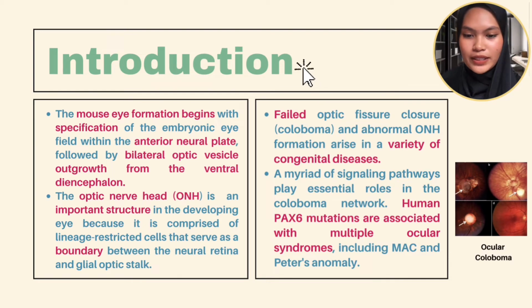The mouse eye formation begins with specification of the embryonic eye field within the anterior neural plate, which is then followed by bilateral optic vesicle outgrowth from the ventral diencephalon. Next, the optic nerve head, or ONH, is an important structure in the developing eye because it is comprised of lineage-restricted cells that serve as a boundary between the neuroretina and glia optic stalk. Failed optic fissure closure, or coloboma, and abnormal ONH formation arise in a variety of congenital diseases. A myriad of signaling pathways play essential roles in the coloboma network. Human PAX6 mutations are associated with multiple ocular syndromes, including MAC and Peters anomaly.